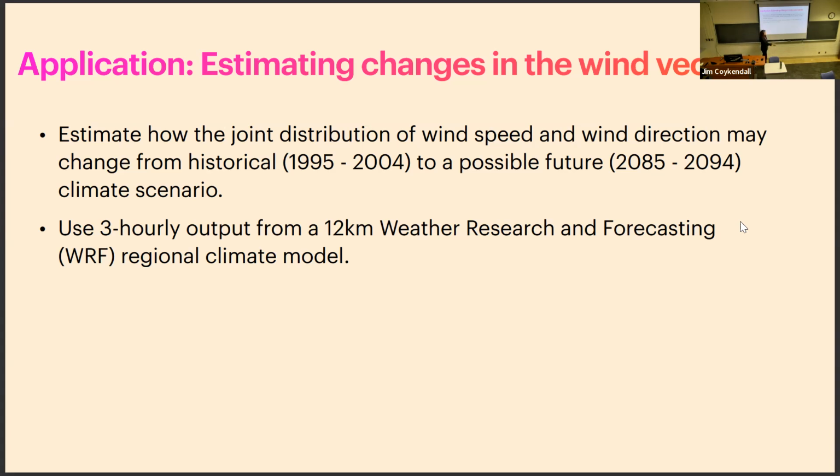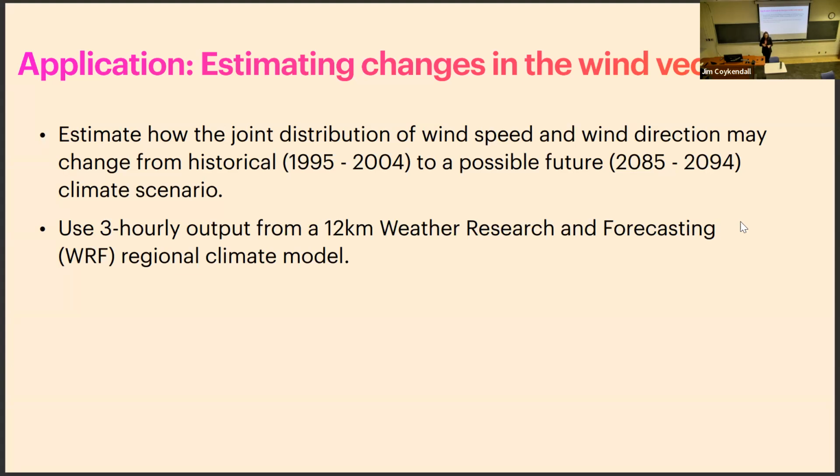Since we need to look in the future, we cannot use observations. So what we have to do is to rely on what is called climate model output. The way I like to think about climate models is that there are a bunch of equations. Most of them are partial differential equations. Each equation represents some aspect of the atmosphere. Then we put them together, solve them, and get an output. A portion of that output is wind speed and wind direction. The model we are looking at has 3 hourly wind speed and wind direction, measured every 3 hours, and has a resolution of 12 kilometers.